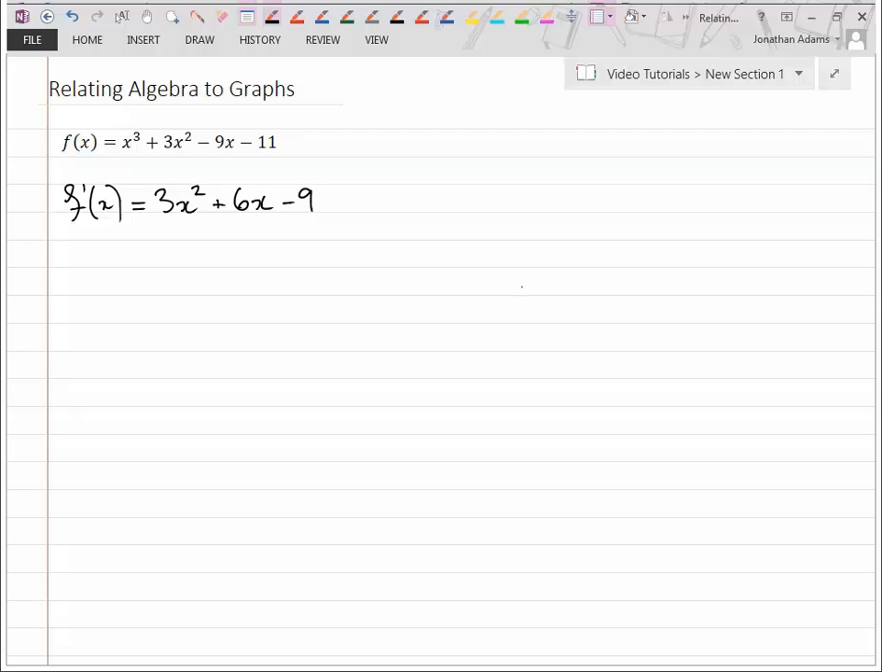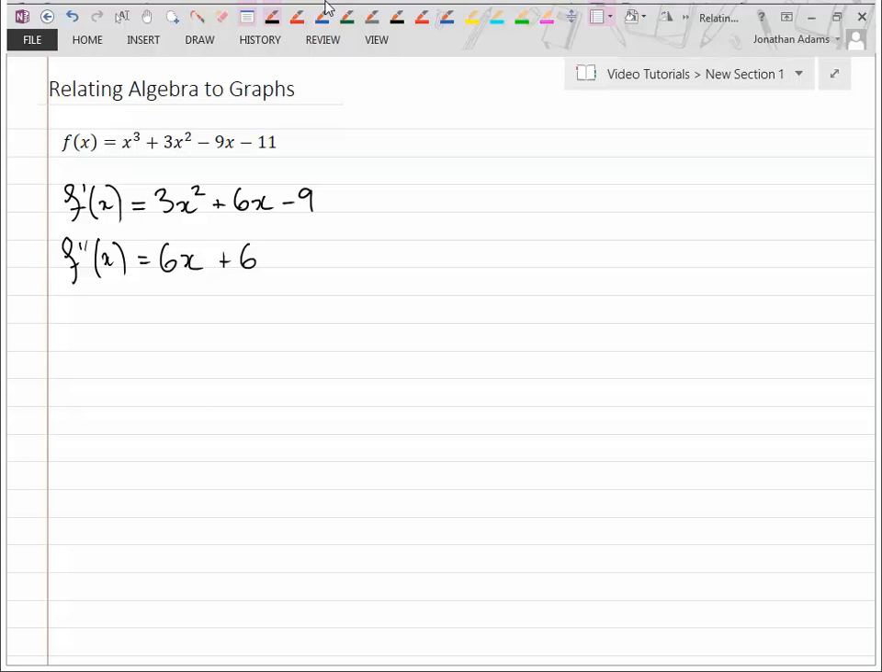Now, to find out the second derivative, we simply differentiate again. Again, bringing the power down the front and multiplying. 6x becomes 6, and this time the minus 9 disappears. So we can easily find the first derivative and the second derivative from the original function. These are pretty basic skills, but actually interpreting what these mean in relation to the graph is the hard part of the questions that you'll get in your exam.